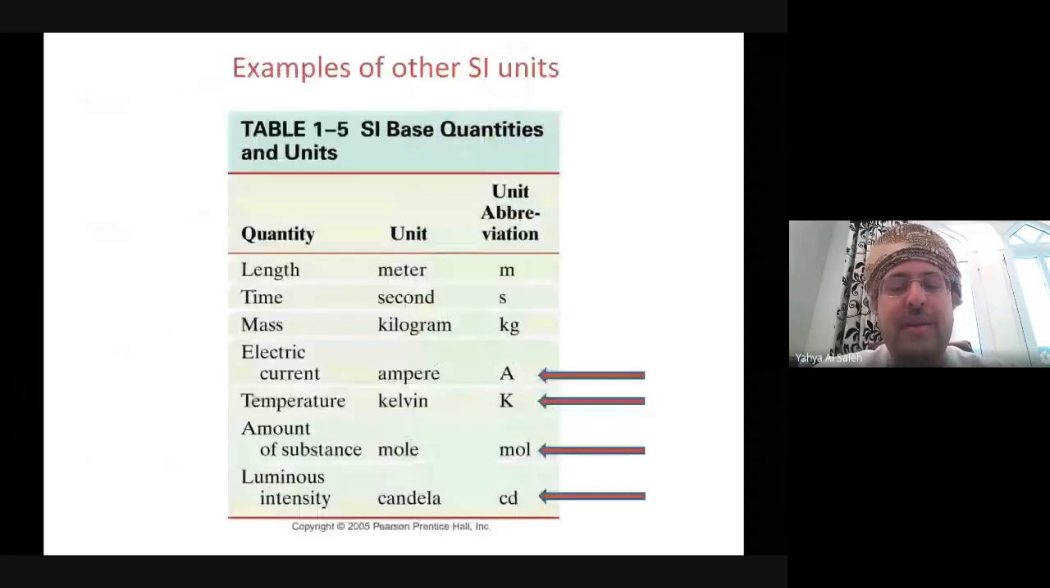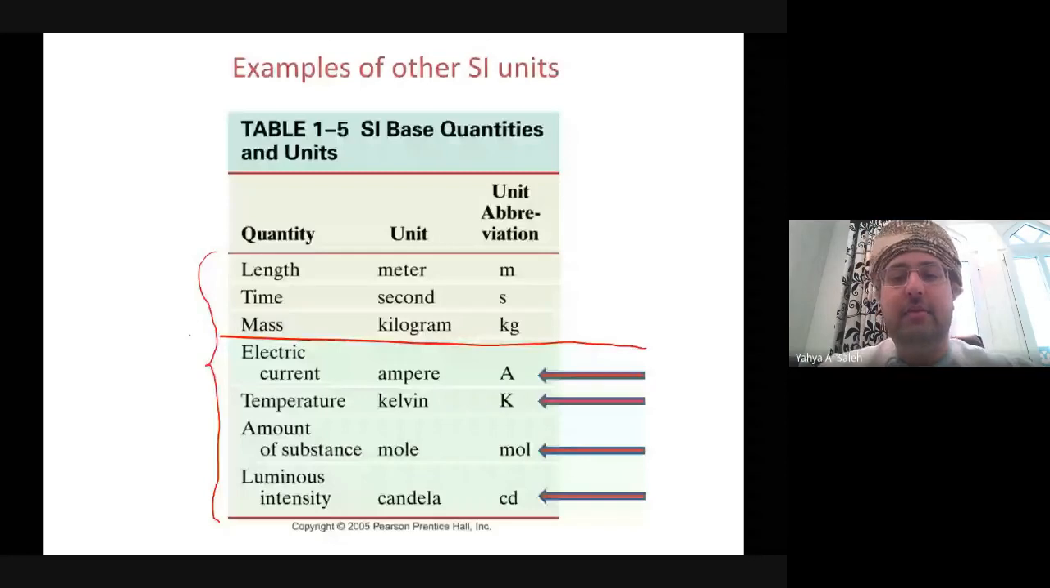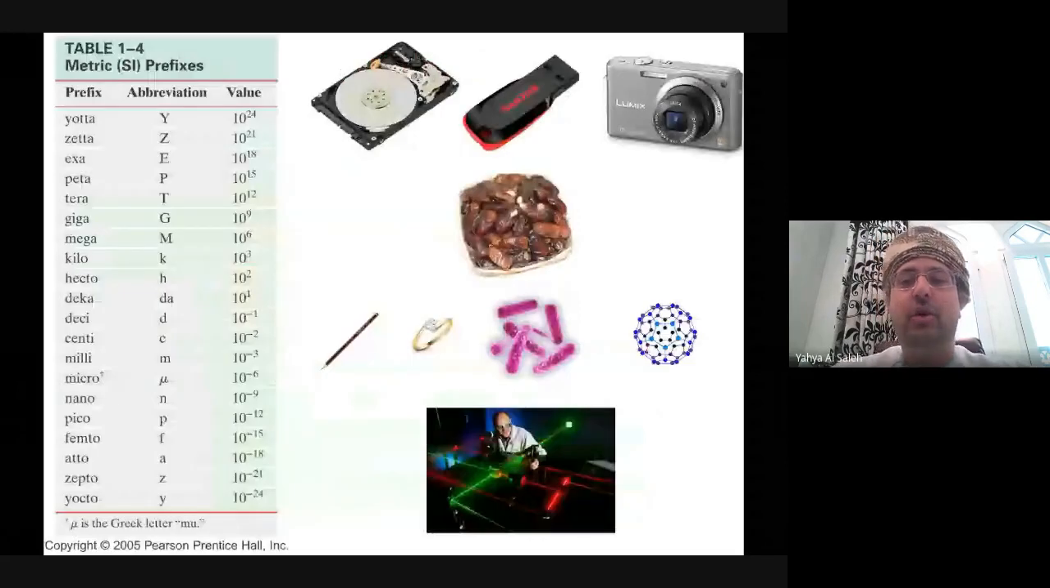What other base units do we have? So we have these base units in the SI system. These are what we call base units. We have meter for length, second for time, kilogram for mass. Then we have the ampere, Kelvin, mole, candela for other things: current, temperature, amount of substance, luminous intensity. In this course, we are only interested in the first 3: meter, second, kilogram. We're not doing the rest.